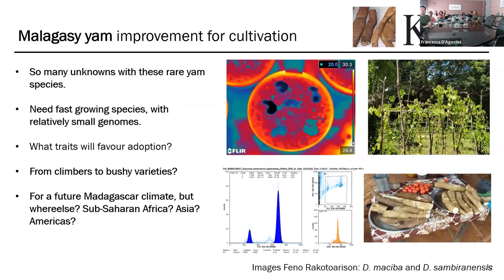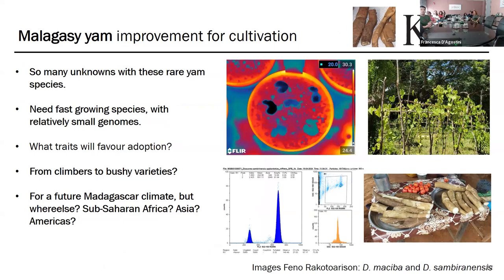So there are so many unknowns because these are rare yam species. And so right now, again, we need to know ploidy, we need to know genome size, chromosome number, all of those things. And we need to do full genome sequencing, really, to identify target genes underlying traits. So this is the biggest unknown, if you like, in this project of three species.